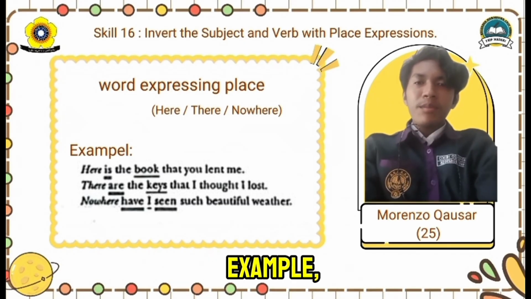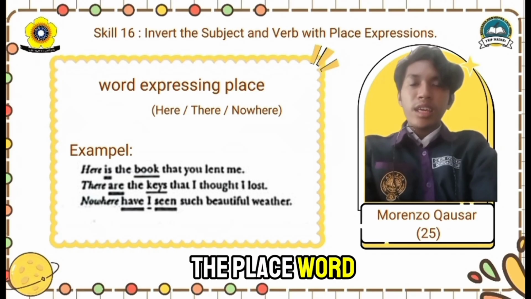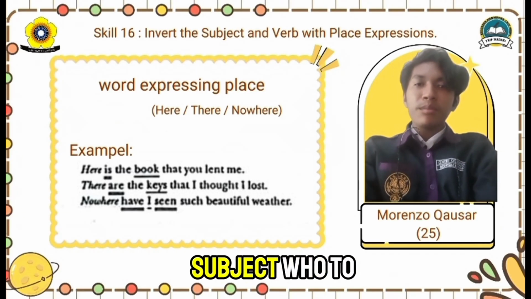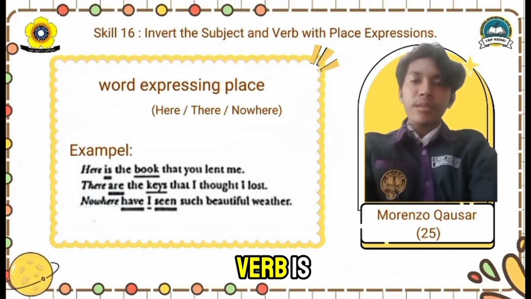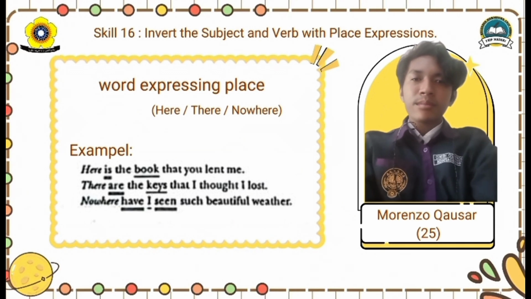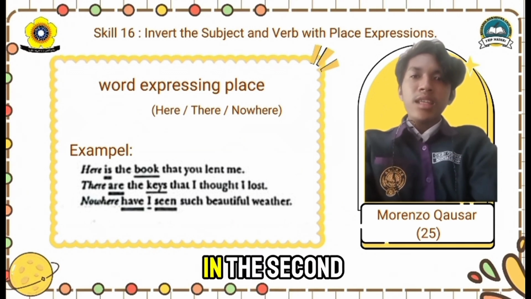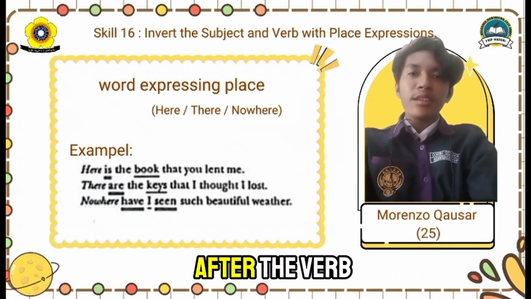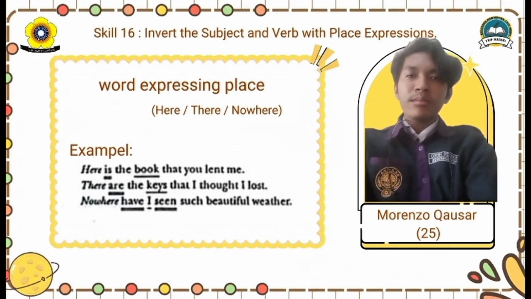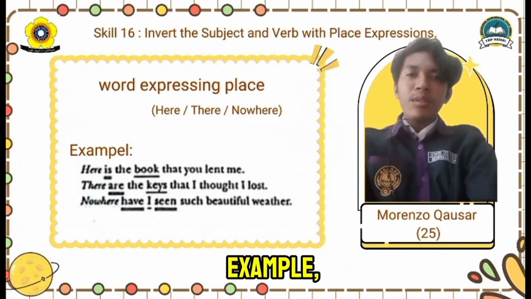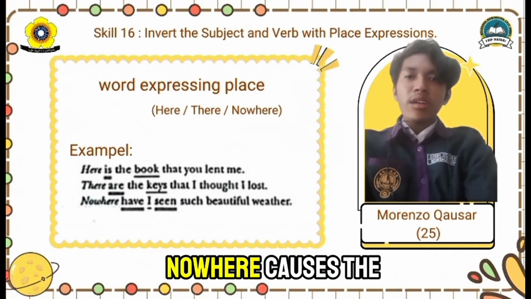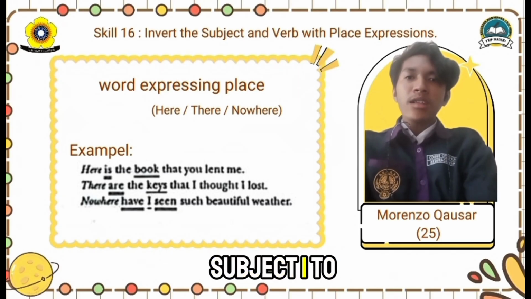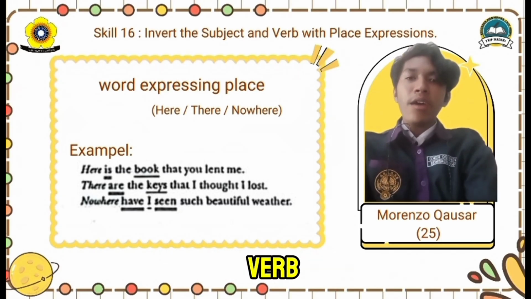In the first example, the place word here causes the subject book to come after the verb is. In the second, the place word there causes the subject keys to come after the verb are. In the last example, the place word nowhere causes the subject I to come after the verb have.